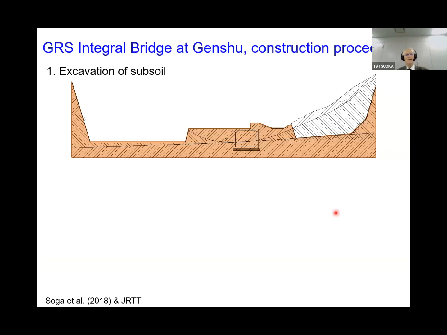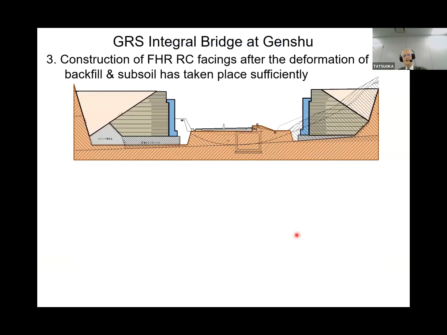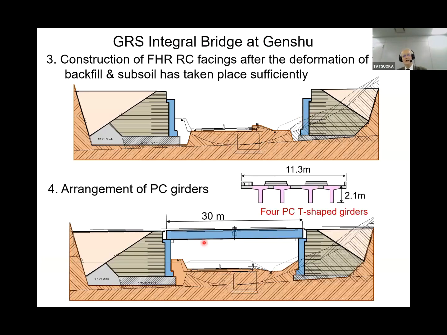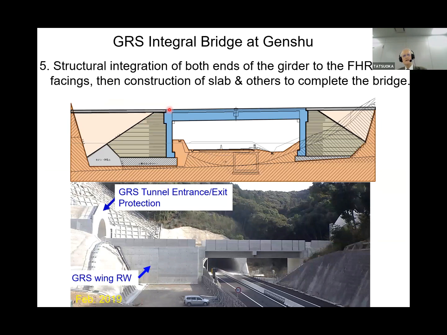This is the bridge abutment. This is the construction procedure of the GRS integral bridge at Genshu. First is the excavation of subsoil, then the construction of the approach fill. This part is a geogrid reinforced, well-compacted, lightly cement mixed gravel soil. And then the construction of full height rigid facing after the deformation of the backfill and subsoil has taken place sufficiently. Then the arrangement of PC girders. Here's one shot showing the placement of a PC girder. Then the structural integration of both ends of the girders to the full height rigid facing, then construction of slab and others to complete the bridge.